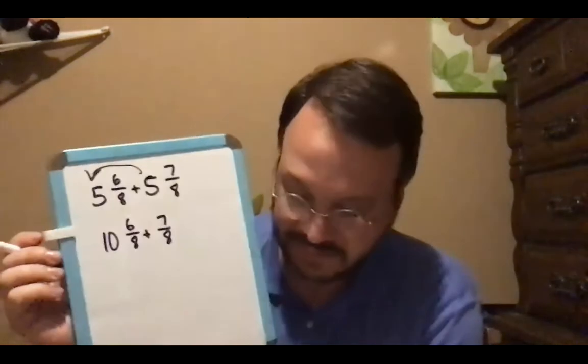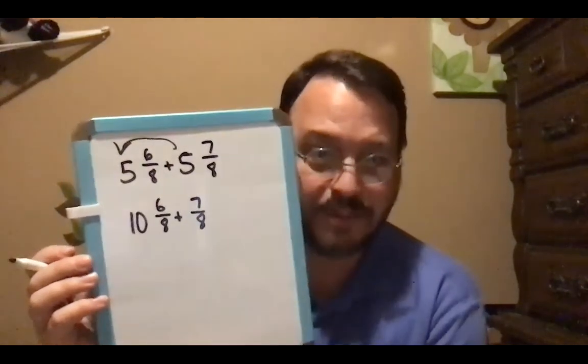Now, do they have the same denominator? Well, yes, they do. They both have an 8 as a denominator. So I'm going to say 10, and my denominator is 8. And what is 6 plus 7? It's 13. Well, 10 and 13/8. But guess what? 13/8 is an improper fraction. So what we could do is use the cowboy way on it. After we use the cowboy way, that's the same thing as 10 plus 13/8. And 13/8 as a mixed number is going to be 1 5/8.